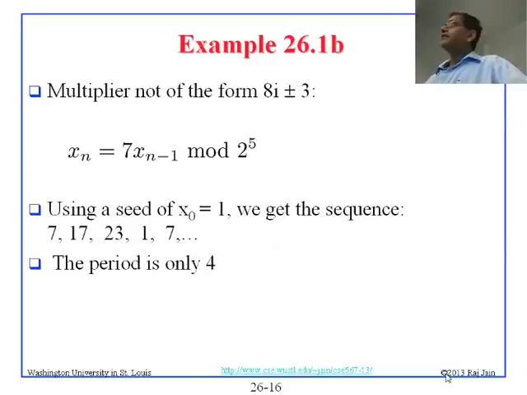All right. Now, if the multiplier is not 8i plus minus 3, let's say 7, which is not of this form, then if you put x0 equal to 1, you get 7, 17, 1. Again, the period is not the full period.